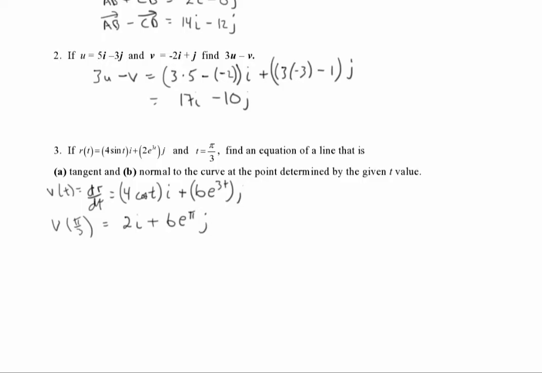Now this is going to give us what we need for slope, right? Because we're going to say the y over the x part. We can do that right now. So the slope will equal 6e to the pi over 2, which will give us 3e to the pi. Now we need a point, so we'll need r of pi over 3. So just plug that in. 4 times 3 root 3 over 2, so we'll get 2 root 3 i. Especially when there's a radical there, it's better to put it in parentheses to make sure that's clear.